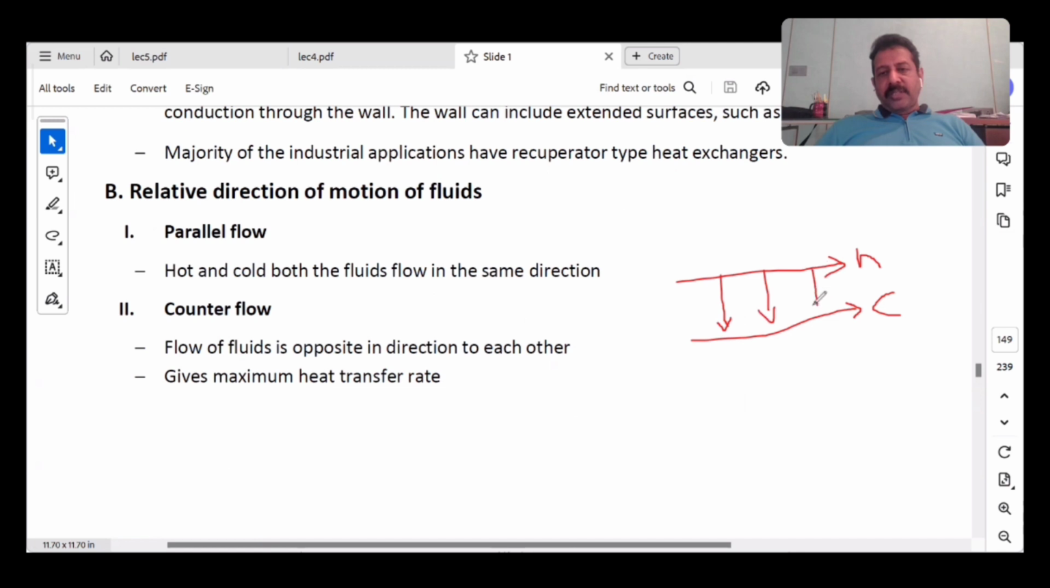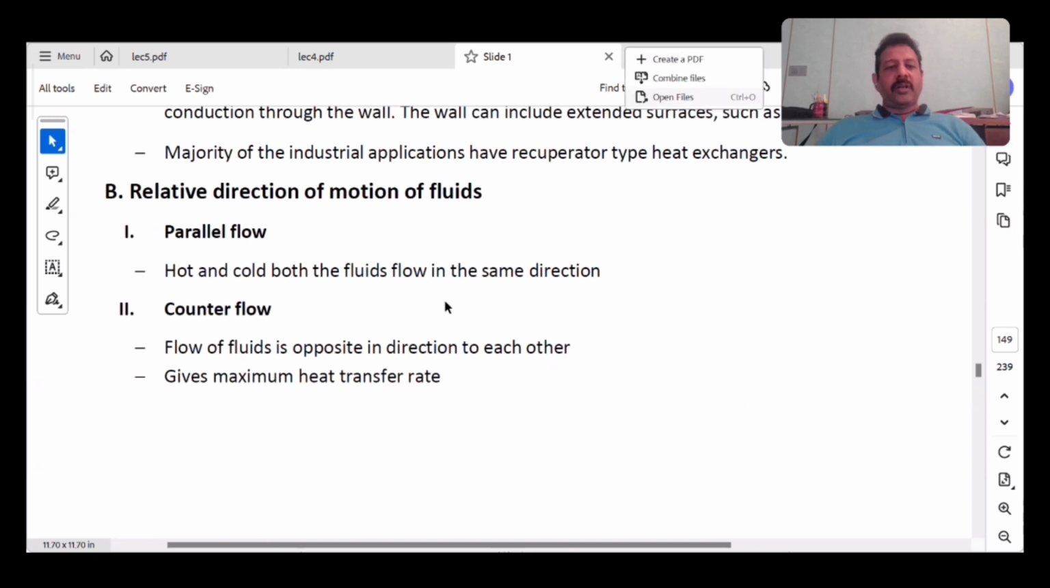whether it is direct mixing or indirect recuperators, right? But heat exchange takes place along the direction of flow of both the fluids. This I'll call a parallel flow heat exchanger, or you call it a co-current heat exchanger, right? Okay. Next, the opposite of that, what is its name? Counter flow heat exchanger. When the hot fluid flows in one direction and the cold fluid flows in the other.